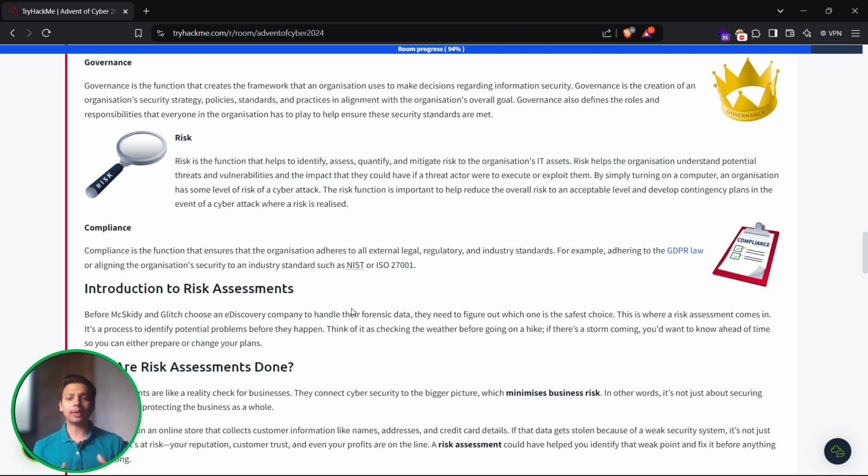Now the risk. Risk is the function that helps to identify, assess, quantify and mitigate risk to the organization's IT assets. Risk helps organizations understand potential threats, vulnerabilities, and the impact they could have if a threat actor were to exploit them. By simply turning on a computer, an organization has some level of risk of a cyber attack. This risk function is important to help reduce overall risk to an acceptable level and develop contingency plans in the event of a cyber attack. This is where risk is realized.